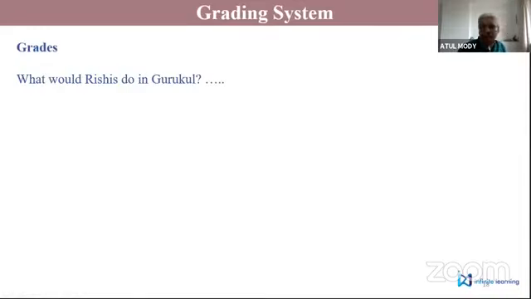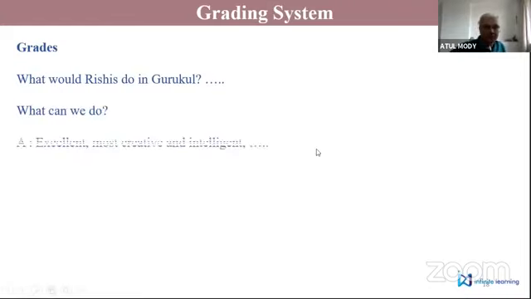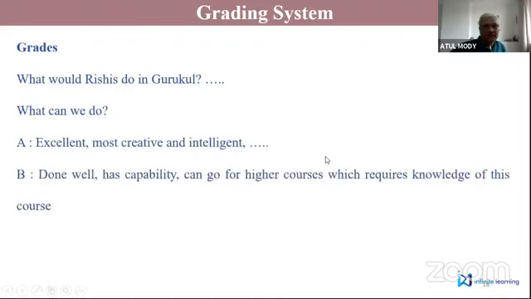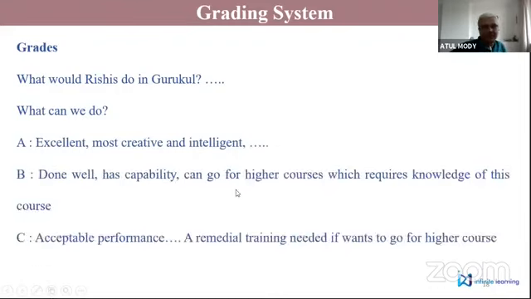What would our rishis do in the Gurukul system, and what can we do? Suppose A is an excellent, most creative, very intelligent student, B has done well, has capability, and can go for higher courses in the same field. C is acceptable, but would require remedial training, because if that course becomes the requisite for the next level of courses, that's not acceptable performance, but it's acceptable for clearing the course. D is a student who may have to learn further or repeat the course.